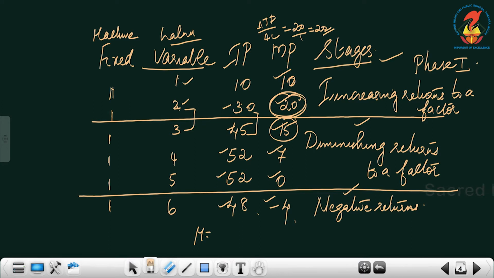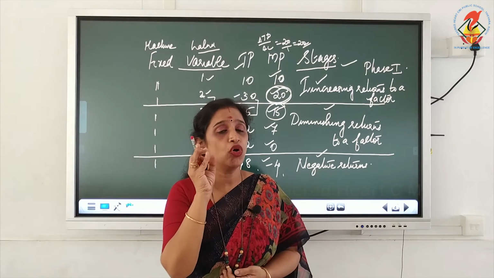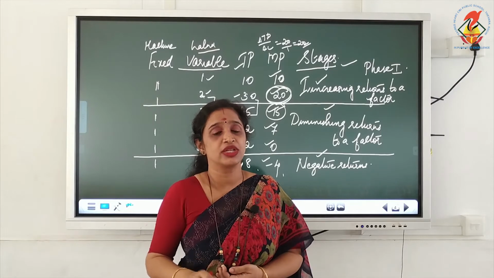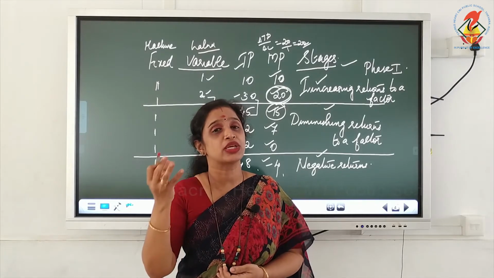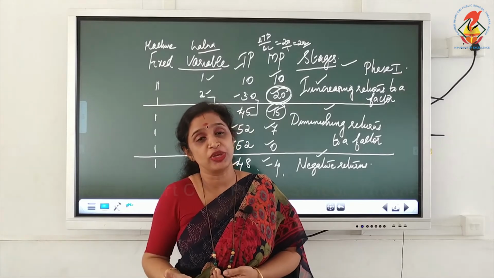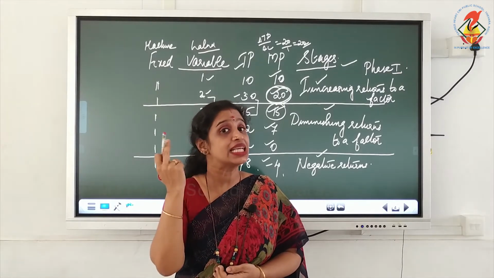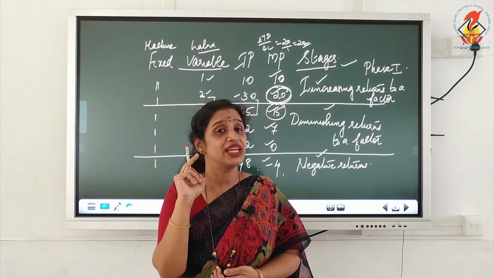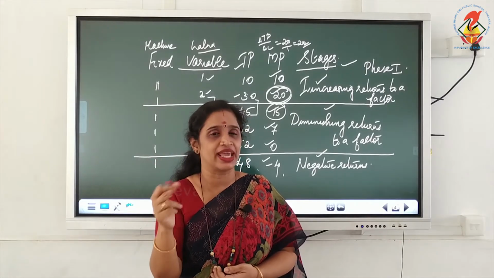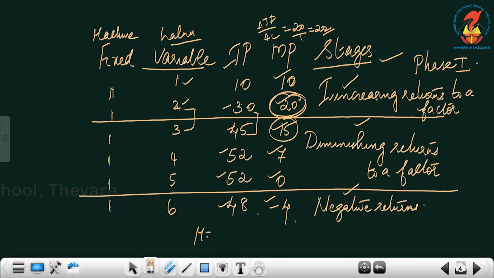Phase 1: we can see increasing returns to a factor. What does the theory say? The law of variable proportion says that when we increase the quantity of one variable input while keeping all other factors constant, total productivity will increase at an increasing rate initially, then increase only at a decreasing rate, and finally it falls. Now, based on that, we can explain the phases.